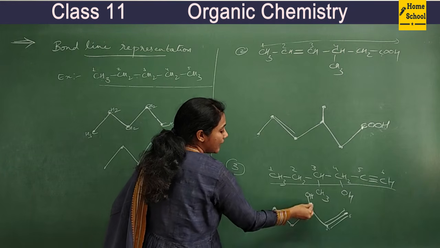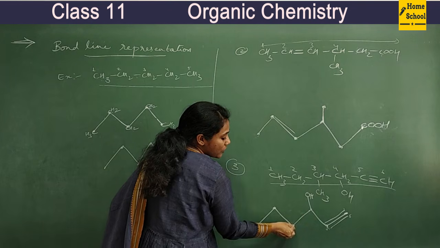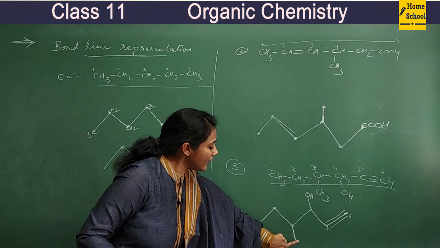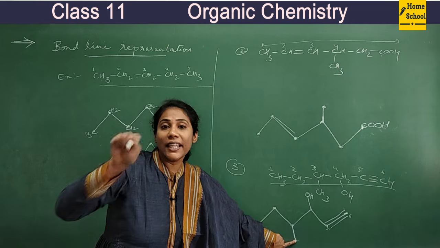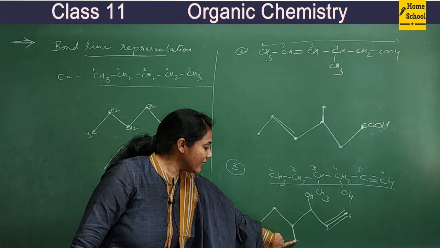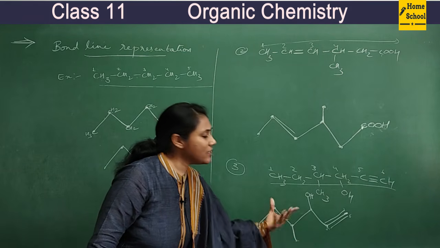Okay, you see at the third carbon, there is a branch CH3. So that branch you can show. If nothing is written at this point, it is understood that there is CH3. Point means carbon. So if only one bond is with this carbon, then 3 more bonds are with hydrogen.